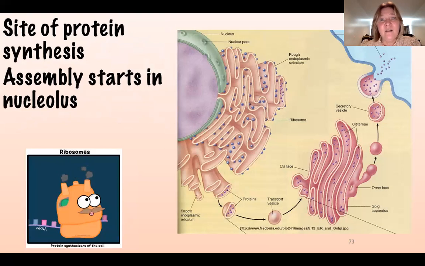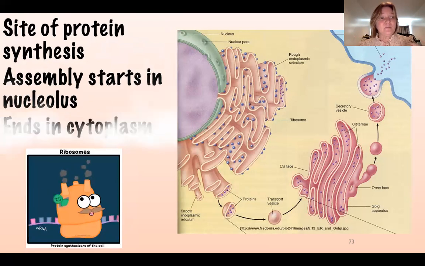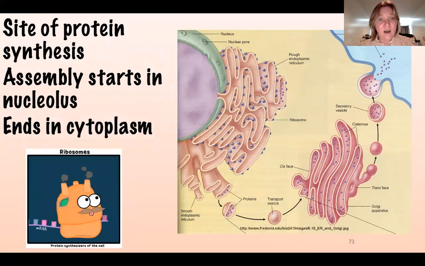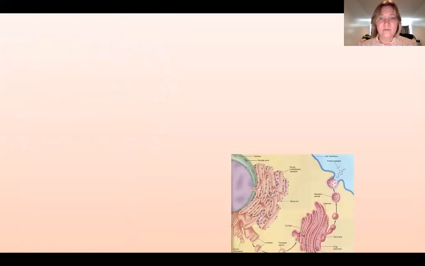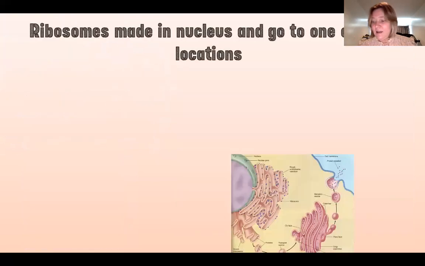The assembly of the ribosomes starts in the nucleolus, which is why I wanted to do ribosomes next after the nucleus. The assembly of ribosomes starts in the nucleolus and ends in the cytoplasm. Now, ribosomes that are made in the nucleus can go to one of two locations. There's two possible places for the ribosomes to go.